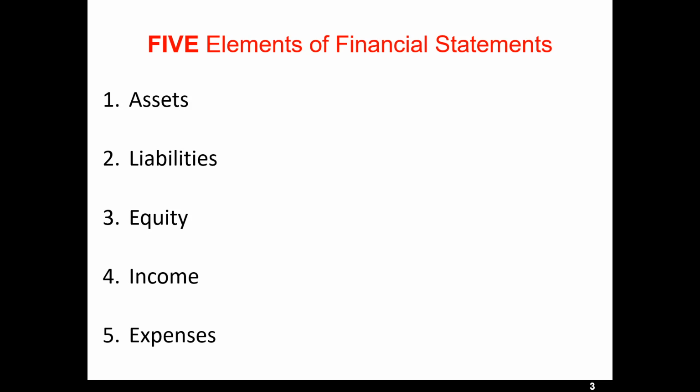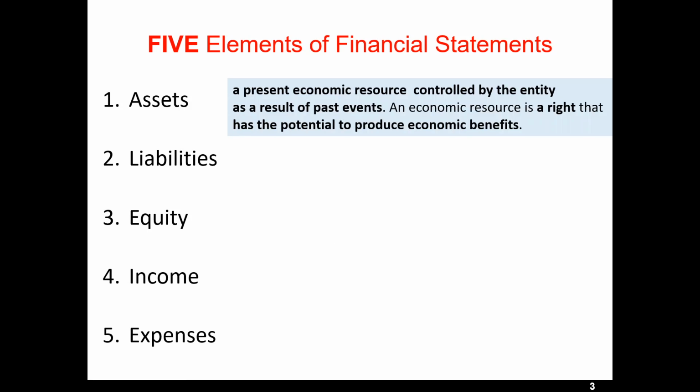In this slide, I'm going to explain the definitions that are taken from the conceptual framework, starting from assets. Pay your close attention to the definition. It is a present economic resource controlled by an entity as a result of past events. It is a right that has a potential to produce economic benefits that are expected to flow to the entity. Let me break down these bolded phrases with an example.